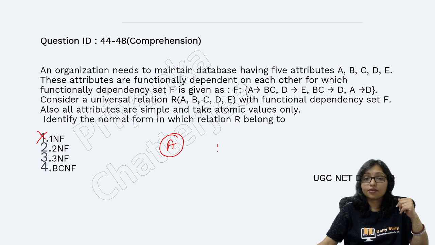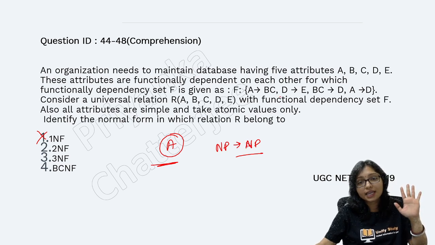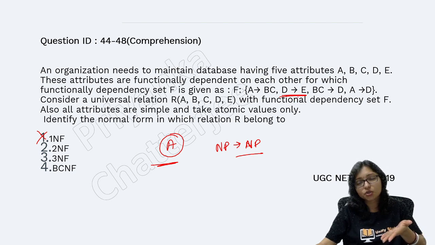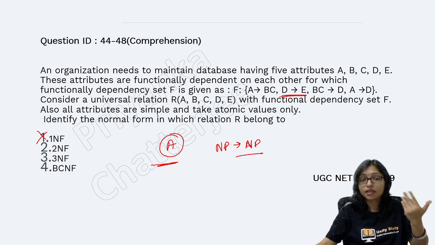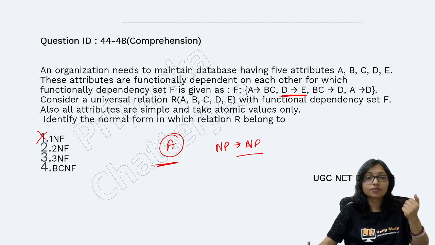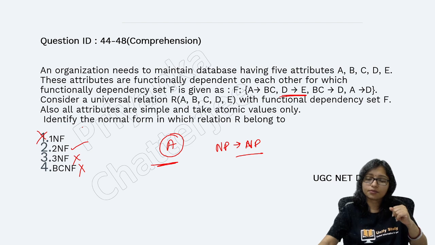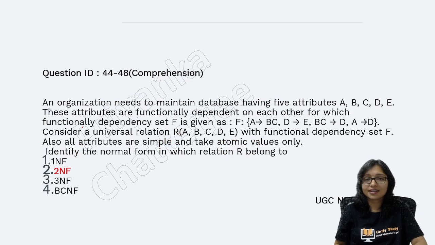In 3NF, non-prime to non-prime was not allowed. Here the prime attribute is only A. All the others are non-prime. And D implies E is non-prime to non-prime. D is also a non-prime attribute, E is also a non-prime attribute. That's why it is not allowed in 3NF. And if it is not 3NF, it cannot be BCNF also. So it has to be in 2NF, and your answer is done.